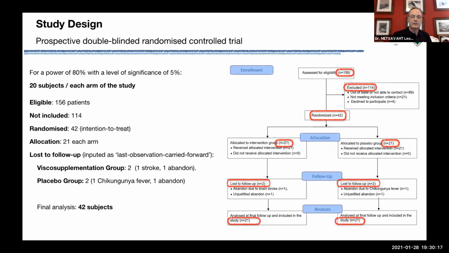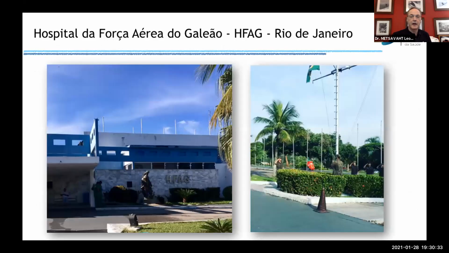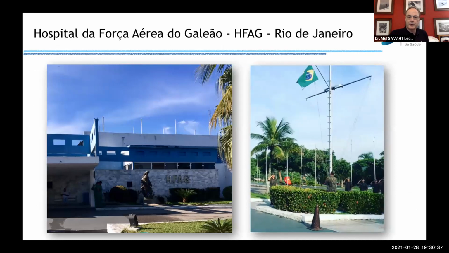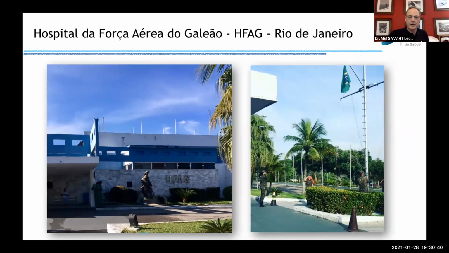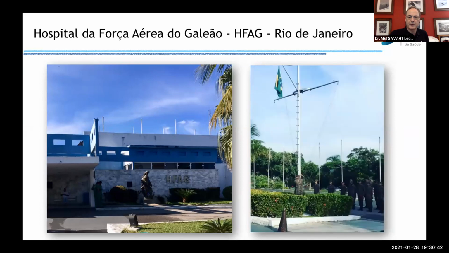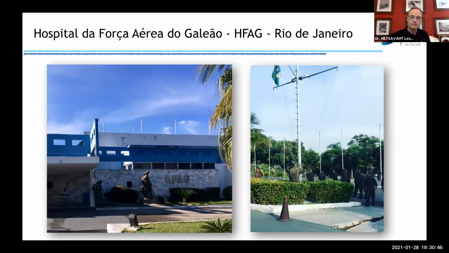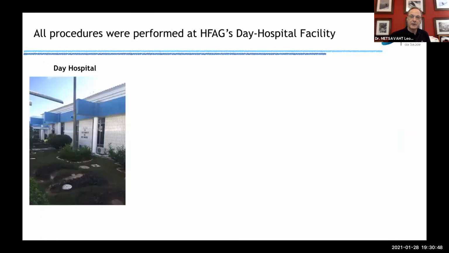One was because of stroke. The other one had chikungunya fever, a mosquito-transmitted fever. 2 abandoned. So our final analysis was over 42 subjects with a last observation carried forward protocol. This is the hospital, the Military Air Force Hospital in Rio de Janeiro, where this study was conducted. It's a day hospital.